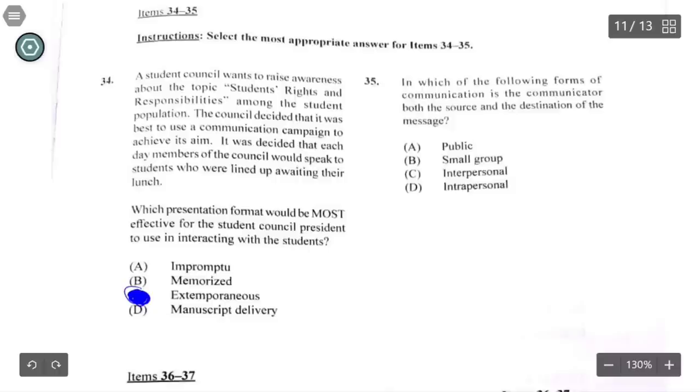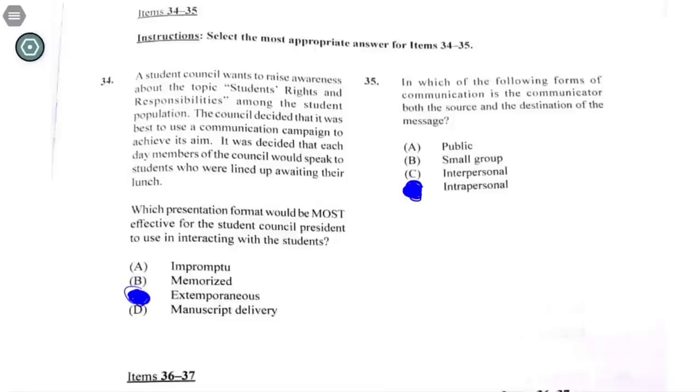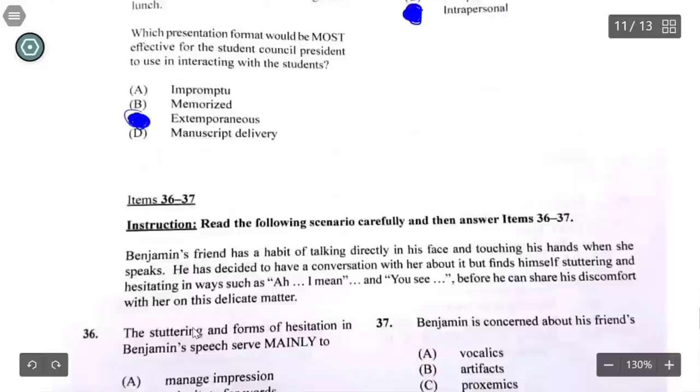35. In which of the following forms of communication is the communicator both the source and the destination of the message? Public, small group, interpersonal, or intrapersonal? I would go with D, intrapersonal. That means you're talking to yourself, or communication with yourself. So you're both the source of the message and the destination. That question confused me a bit before I looked at the answers. I'm like, what are you talking about?